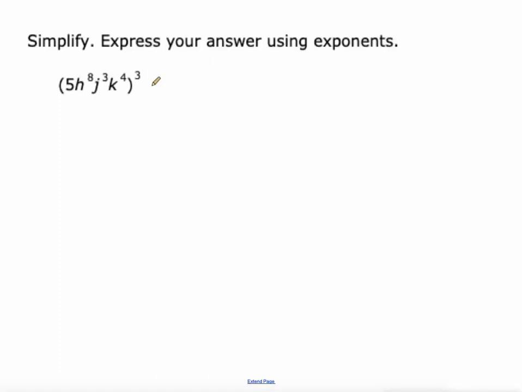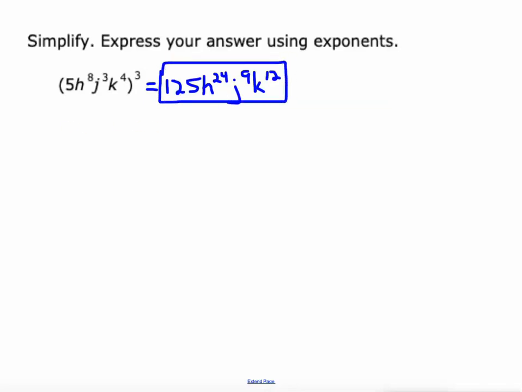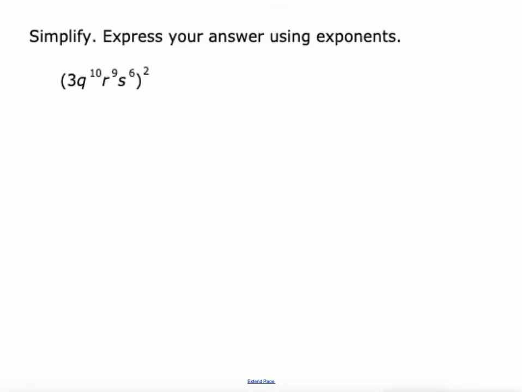Next up, getting a little longer here. That doesn't change the process. It's still 5 cubed, which I know is 125. h to the 8th cubed, 8 times 3 is 24. j to the 3rd cubed, 3 times 3 is 9. And k to the 4th cubed, which is k to the 12th. So 125, h to the 24th, j to the 9th, k to the 12th. Simple concept, but mistakes will be made if we don't practice.